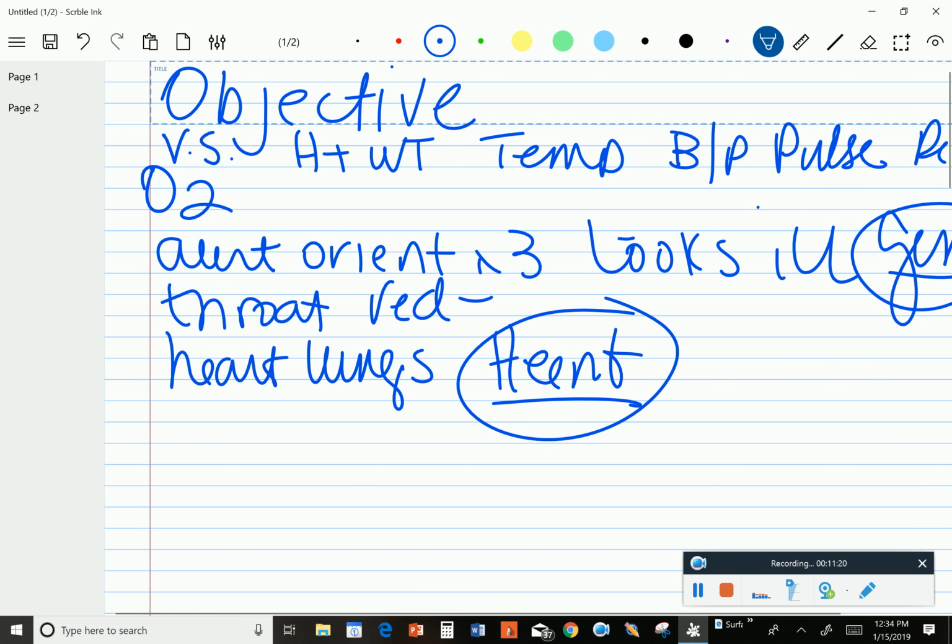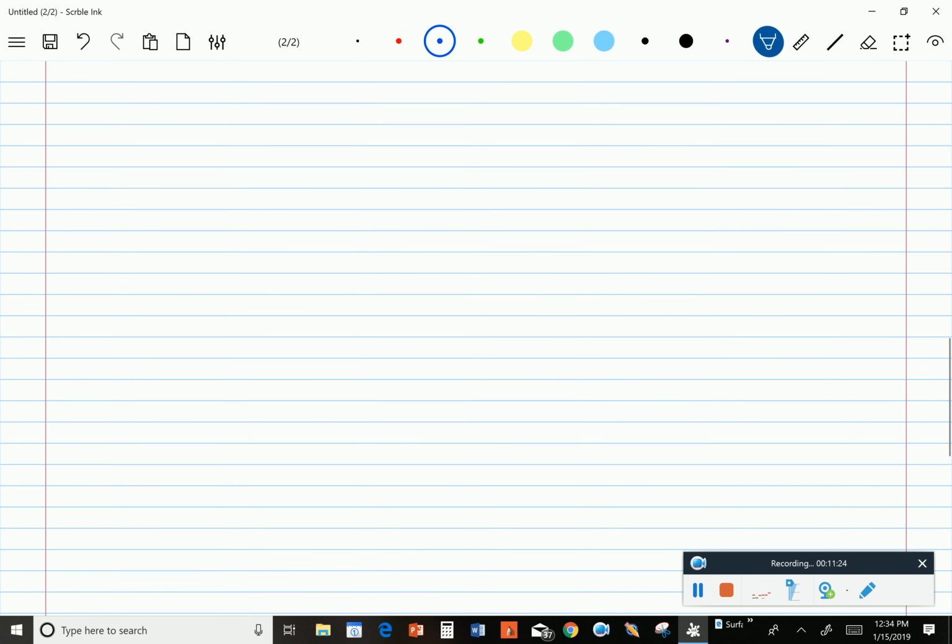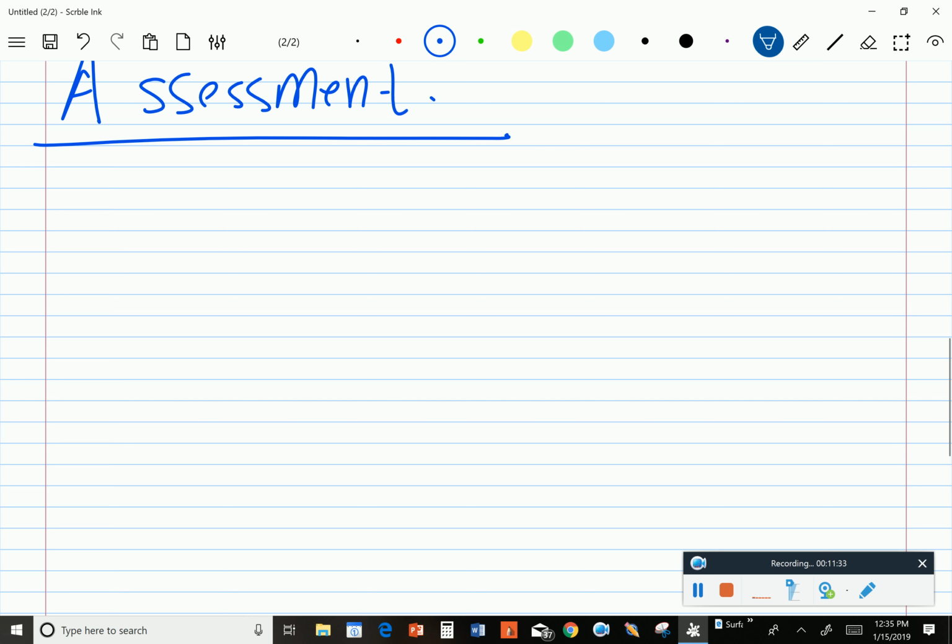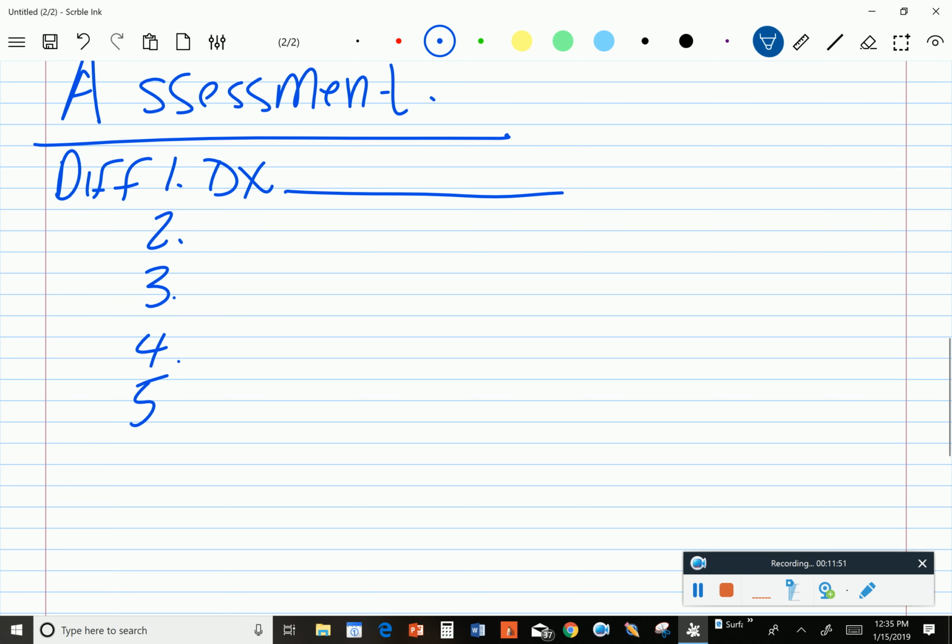Now we're going to move on to our next one, which is A, and this stands for assessment. So this is where you're going to put your differential diagnoses with rationale, and you've done a really good job. When we choose our differential diagnoses, you have to have at least 3 to 5, and they have to relate to the symptoms and the history that you're seeing. So I'm going to say pharyngitis, strep throat.